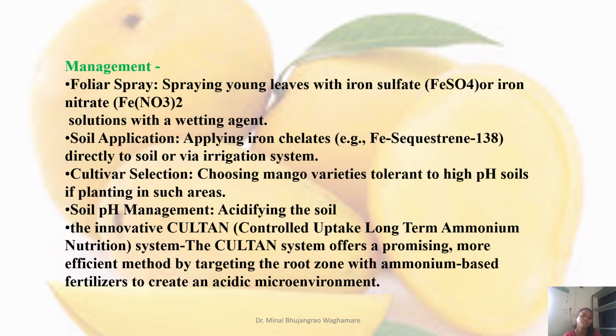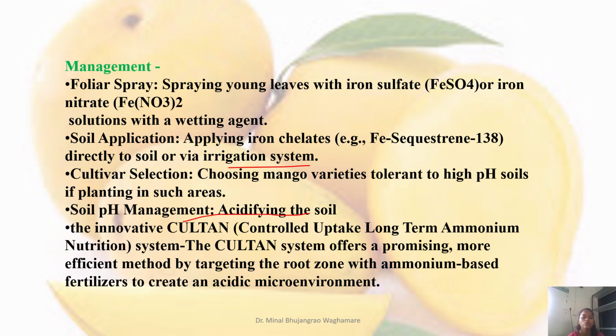Coming to the management, we have to go for foliar spray applications of iron-related compounds such as iron sulfate and iron nitrate, because this disease occurs due to iron deficiency. Coming to the soil application, we have to apply iron chelates directly to the soil via the irrigation system. Cultivar selection: choosing mango varieties tolerant to high pH or alkaline soil conditions. And we have to try to manipulate the soil toward acidic condition.